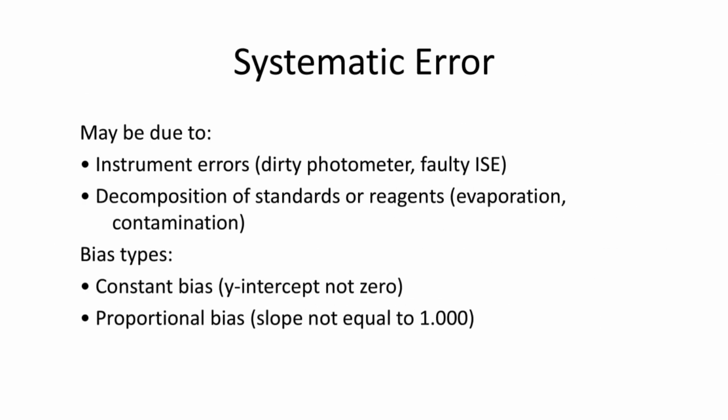Next, we have systematic error. Systematic error is different because it consistently shifts results in the same direction. It may come from instrument problems, such as a dirty photometer or a faulty ion-selective electrode. It can also result from the decomposition of standards or reagents due to evaporation or contamination. Systematic error may appear as a constant bias, where the y-intercept is not zero, or as a proportional bias, where the slope is not equal to 1.